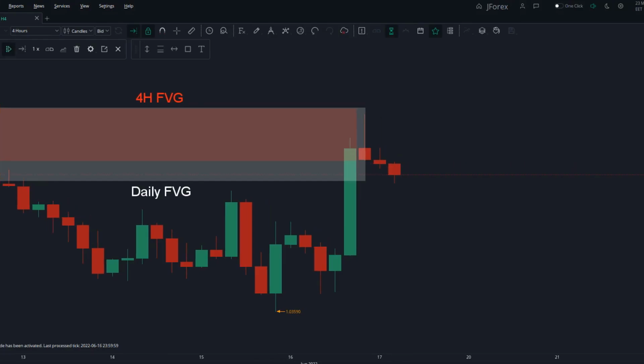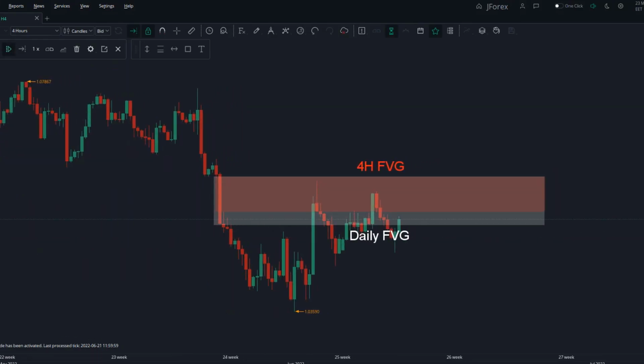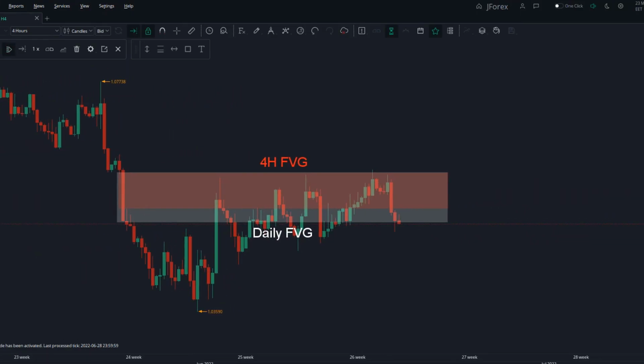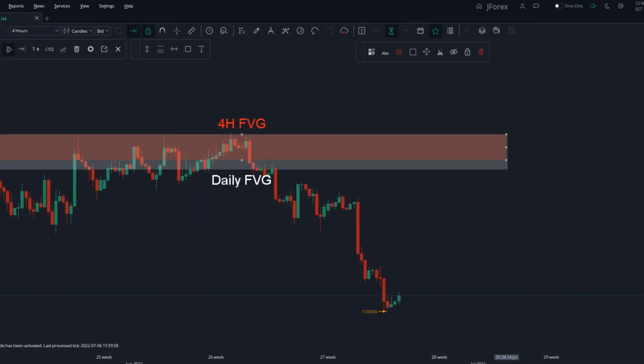This refining method isn't limited to fair value gaps. It can also be applied to order blocks, supply and demand zones, and other smart money concepts.